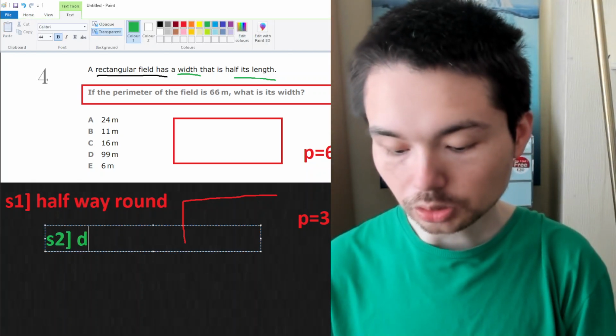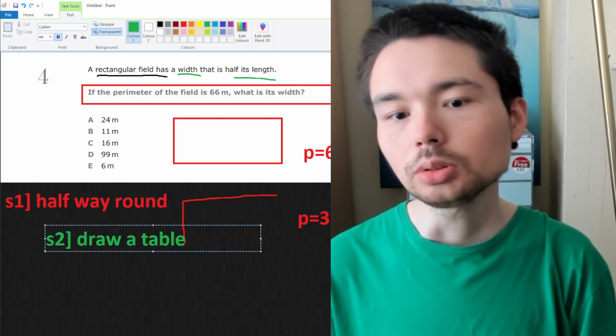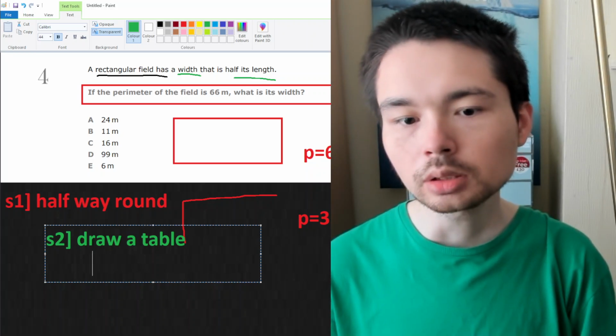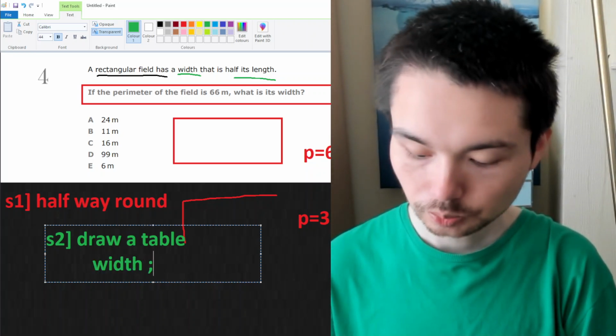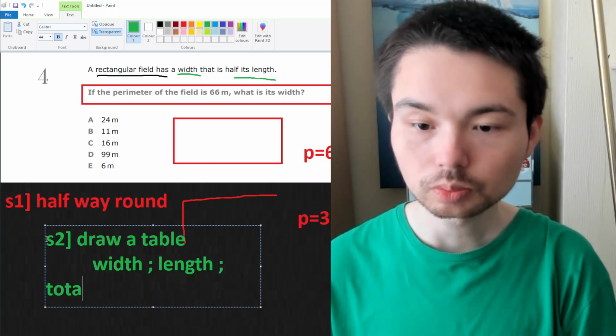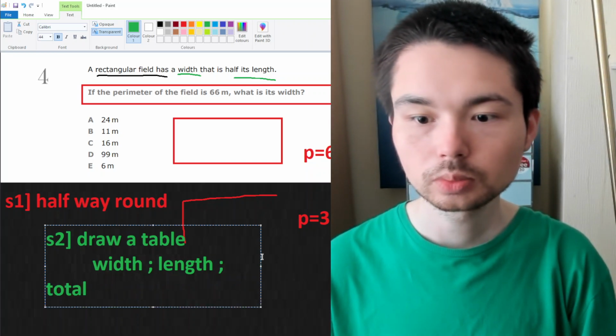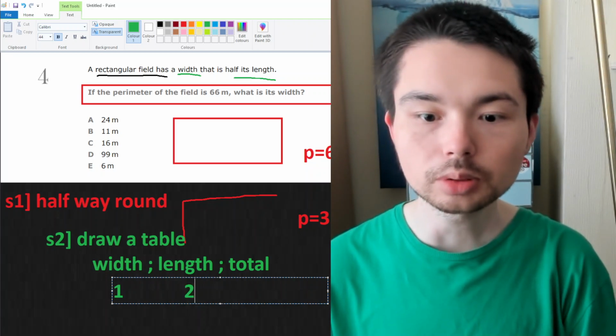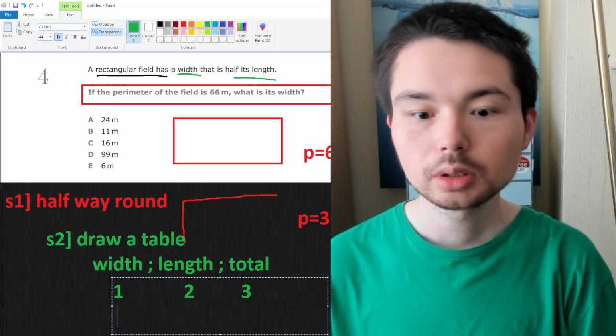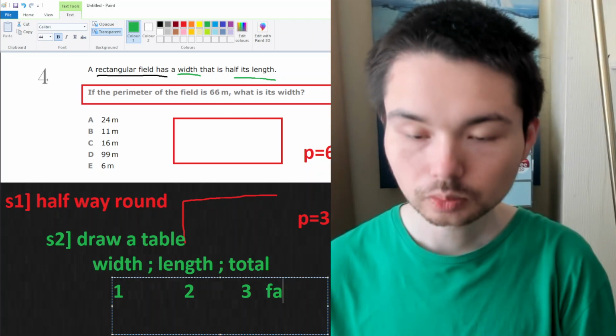Oh, so step 2, we need to draw a table. Do we need to draw a table? Yeah, why not? Because it's like a ratio question. So write it with me. Width, length, total. Width is 1. Length is 2. So what's the total so far? 3. I call this the fake total.